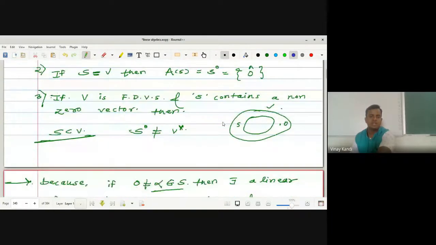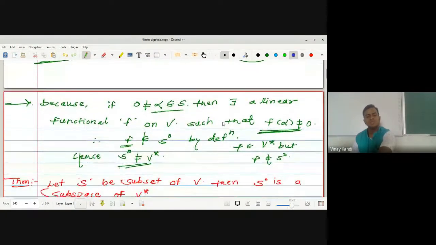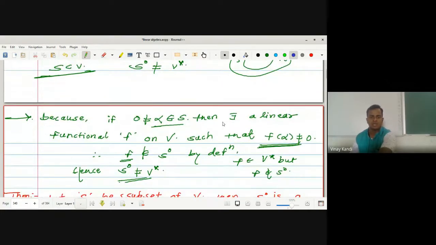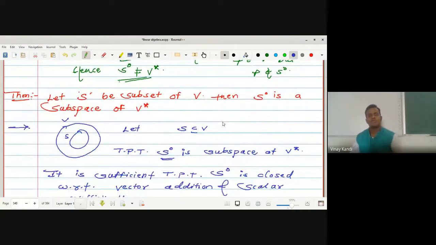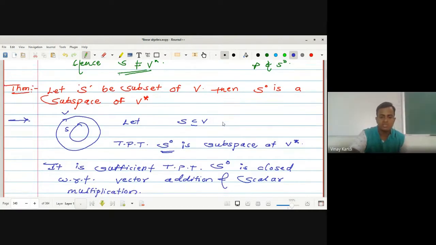If V is finite dimensional and S is properly contained in V, then annihilator of S is not equal to V star. Why? Because in the previous theorem, we saw that if a non-zero vector belongs to S, there exists a functional f such that f of alpha is not equal to 0. Okay, hence annihilator of S is not equal to V star. And here we proved that the annihilator of S is a subspace of V star. Okay, any doubt up to here? No, sir. Okay, so we will move towards the next point.